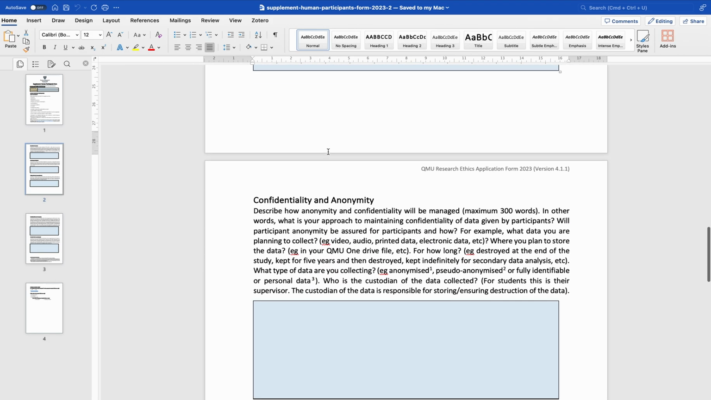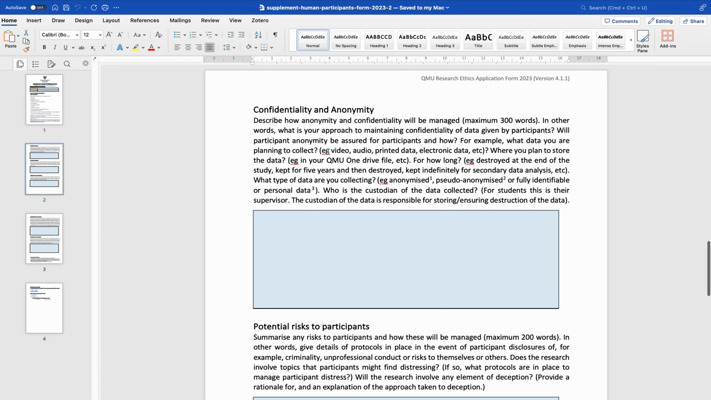Okay. Confidentiality and anonymity, how will these be managed? What is your approach to maintaining confidentiality of data given by participants? Will anonymity be assured for participants, and how? You'll have considered that to some extent in the main application form, but you need to go into a little bit more detail here. Again, read the guidelines carefully for these. But we've got the anonymized, pseudo-anonymized, fully identifiable categories here as on the previous form.